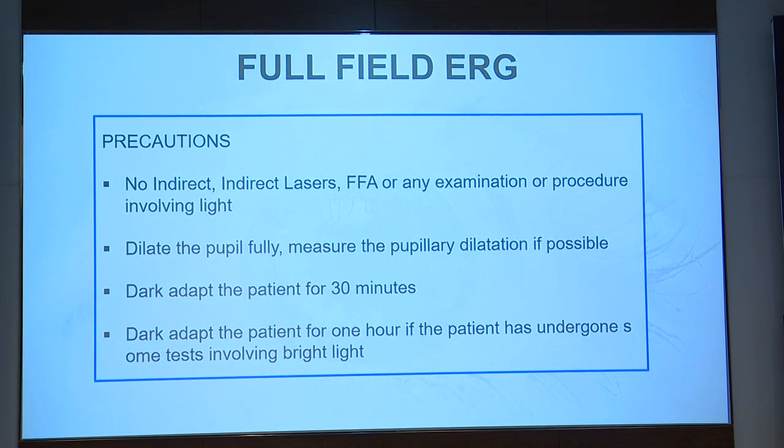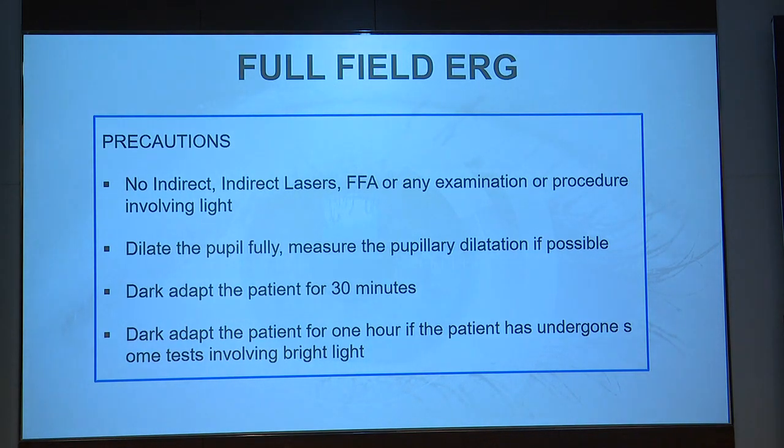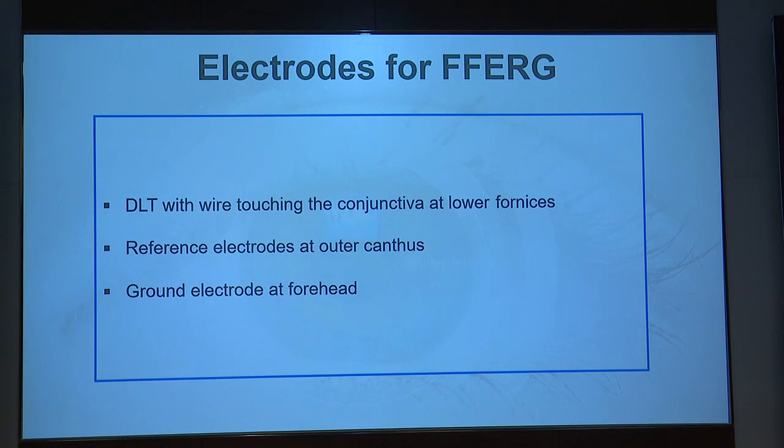And the dark adaptation has to be 30 minutes, and if you have done any procedure before that involving light, then you have to further increase the dark adaptation time, probably up to one hour or even 1.5 hours. So for full-field ERG, the DTL electrodes are the most commonly used, and a lot of people are using even Jet electrodes. They are the active ones, and the reference electrodes are put on the outer canthus, and the ground electrode is put on the forehead.